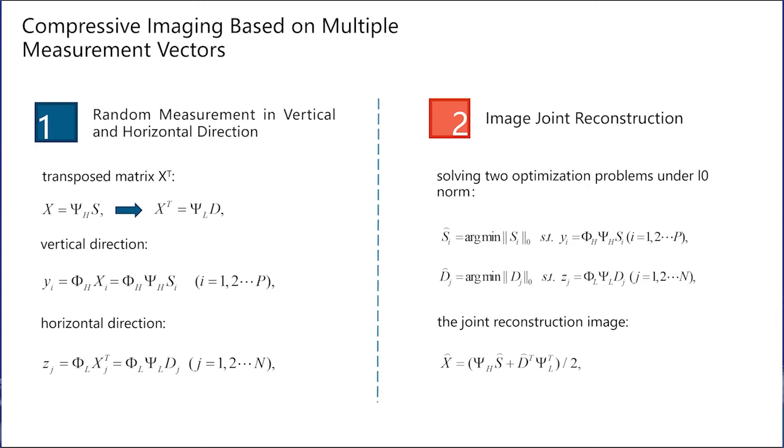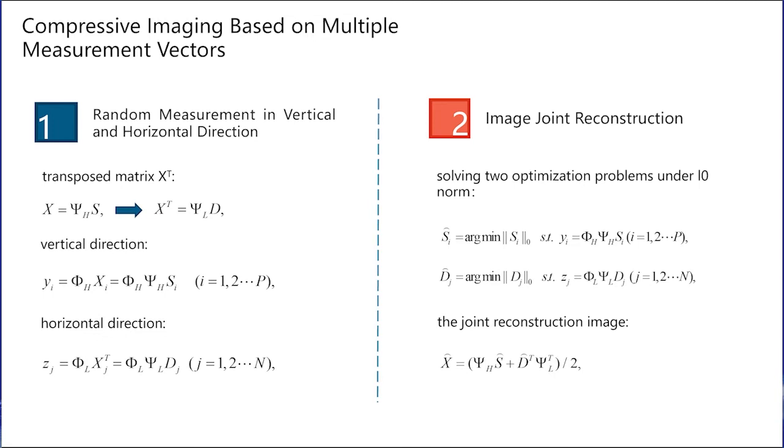To reconstruct the original signal x from the measurement vectors, the most direct way is by solving two optimization problems on the L1 norm. Here we can get two image-by-image reconstruction images. The reconstruction images would be the same in the case of exact reconstruction, but error would be introduced in actual measurement and calculation, which would lead to certain differences.